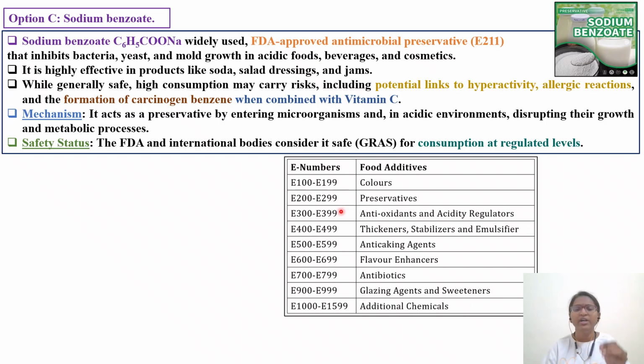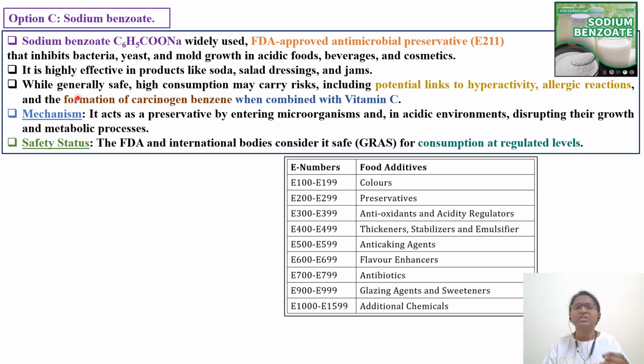So pause the video if you are interested. Those people who are working in risk assessment will be using coloring dyes, which fall under E100 to E199. Like that, you look into the numbers. Okay, so coming back to sodium benzoate.